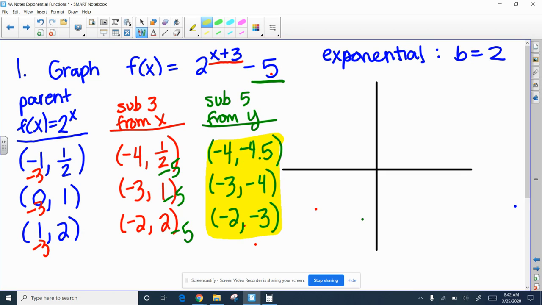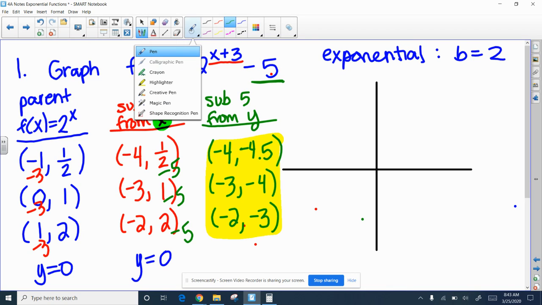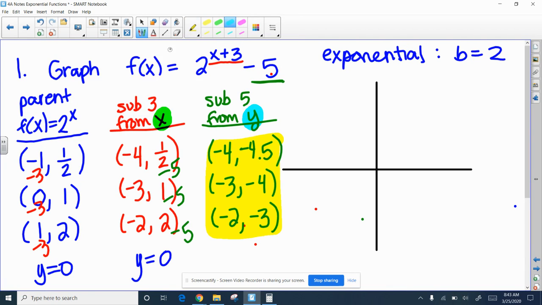Now, on exponential functions, we also have to take into account the asymptote. So always on the parent function, the asymptote is y equals 0 because it's always horizontal. Now, on the first transformation, this only affected the x values. So I'm not going to do anything to the asymptote because this is a y equals equation. However, on the second transformation, this one is affecting the y values. So I subtracted 5 from all the y values. I also have to subtract 5 from the asymptote. So my new asymptote becomes y equals -5.